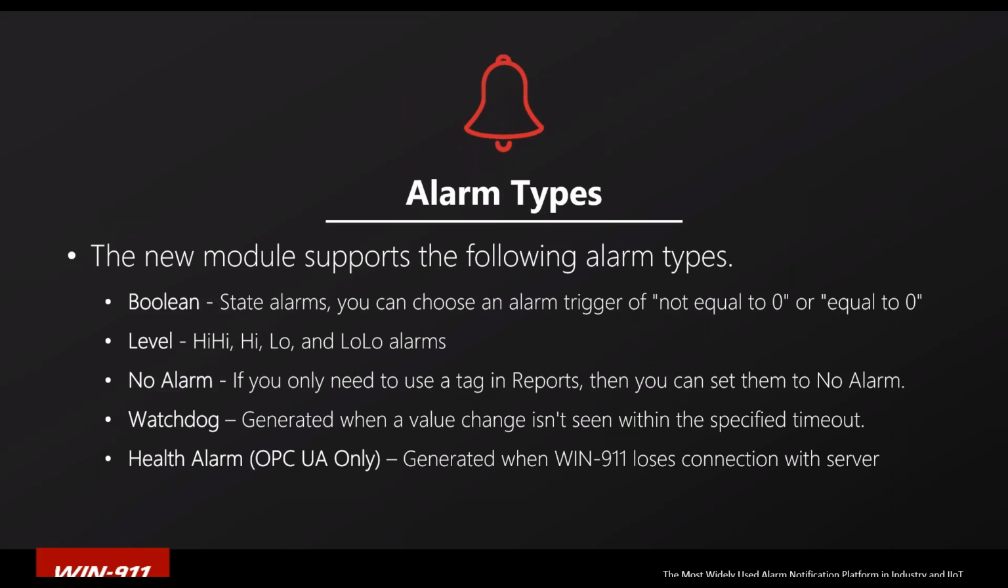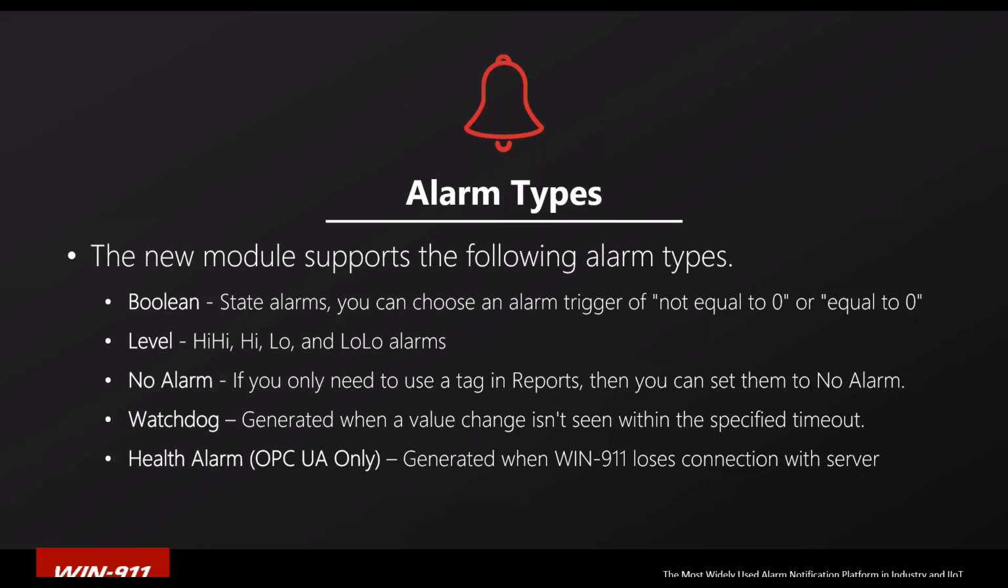And there are several different alarm types that you can choose from. So the first being a Boolean alarm. So these are just standard state alarms that you'll be able to choose what your trigger is going to be, whether it's equal to 0, not equal to 0. There will be level alarms with pre-configured states for high, high, high, low, and low, low. It's very similar to any SCADA system, HMI system that you've configured in the past.